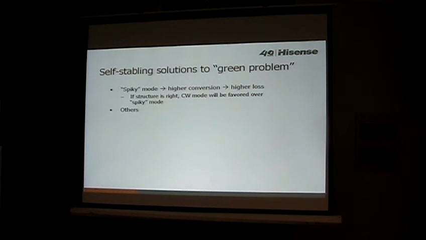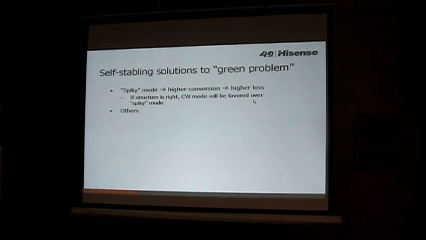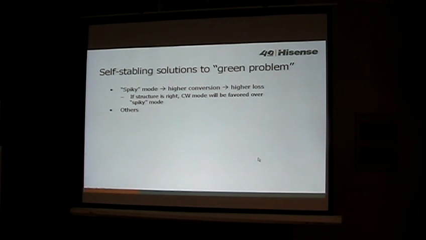So naturally, if we design the laser structure right, this spiky behavior will be disfavored. In the end, the continuous wave mode will be favored. So by designing and optimizing the laser structure, we can get a so-called self-stabilized solution to get rid of the green problem. Of course, there are also some other solutions to these green problems.